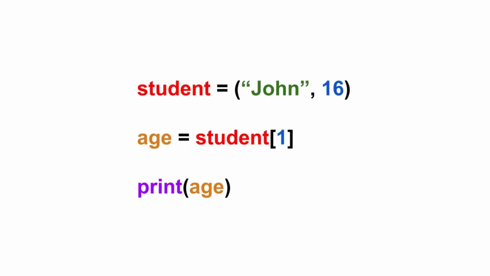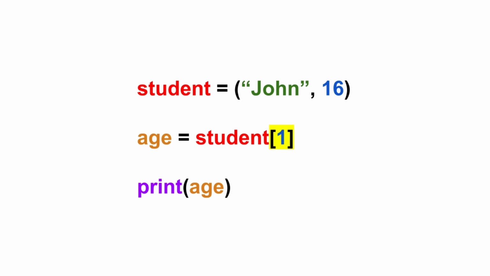With tuples, we can still use indexing to find a specific item in our tuple. To use indexing, first write the tuple variable your item is in. Then, write a pair of square brackets. And finally, write the index number you want to access.